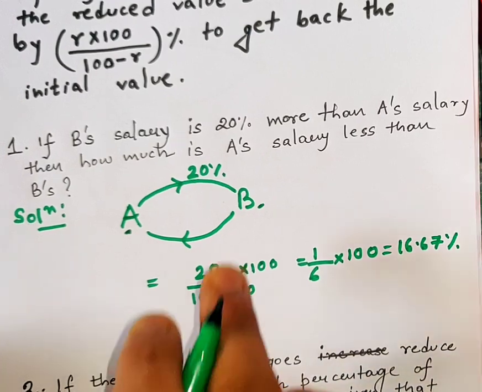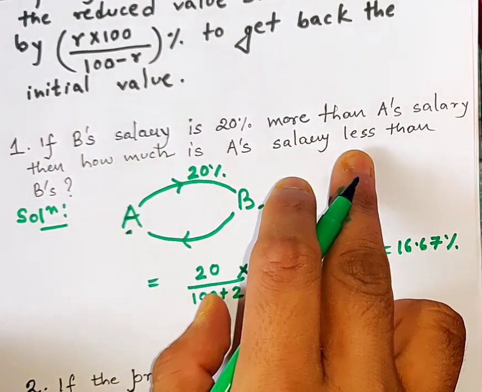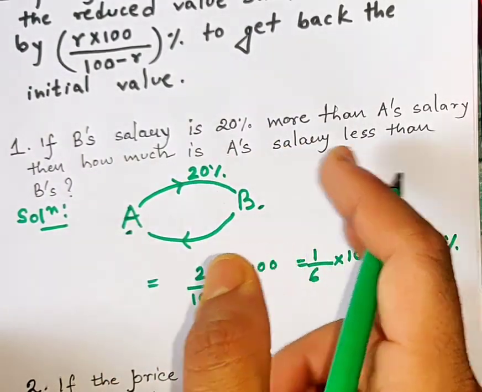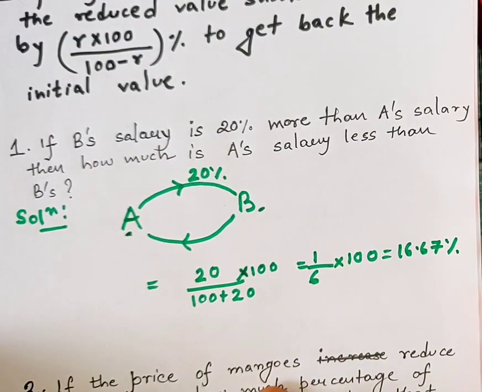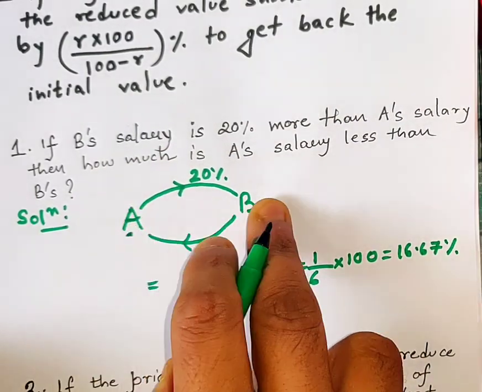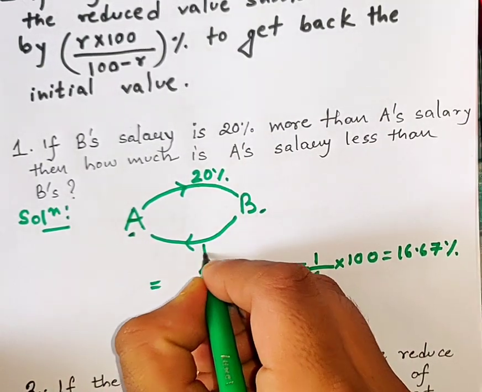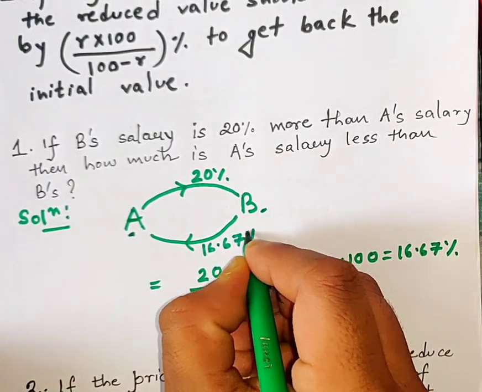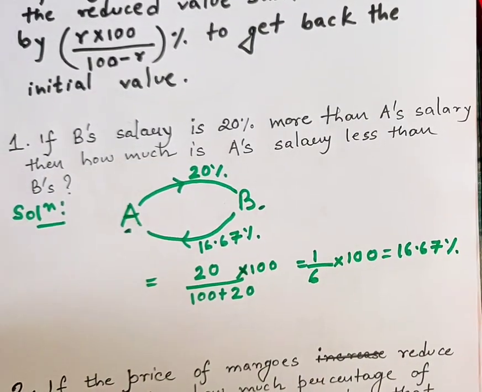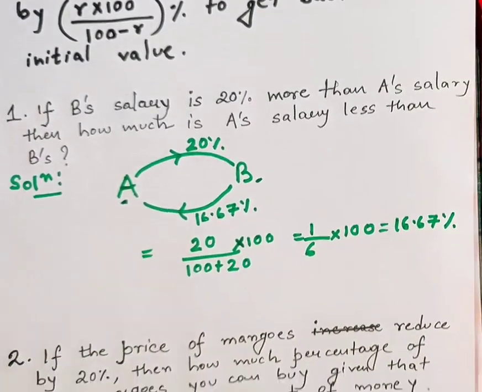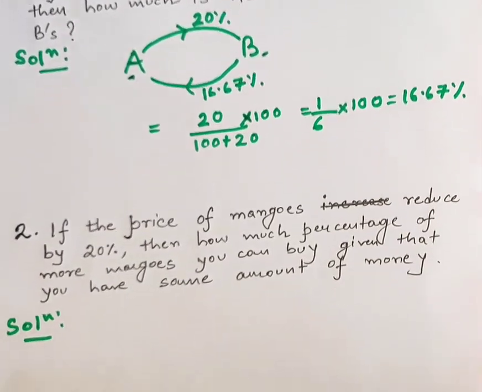That means A's salary is 16.67% less than B's. If B's salary is 20% more than A, then A's salary is 16.67% less than B. Simple question, but it has come many times in various competitive examinations.